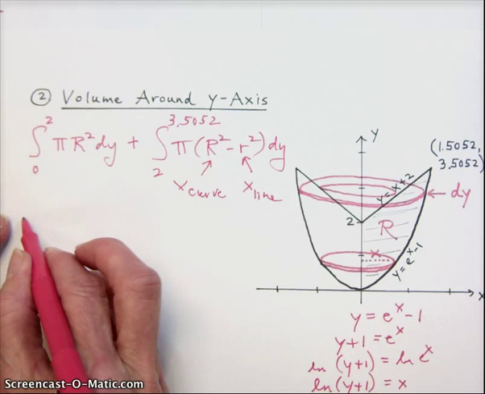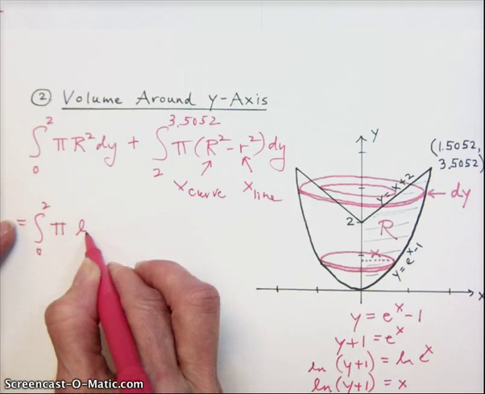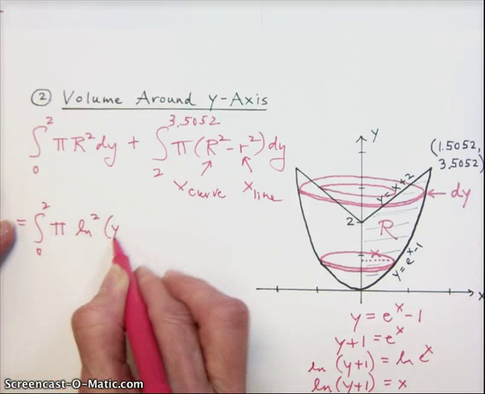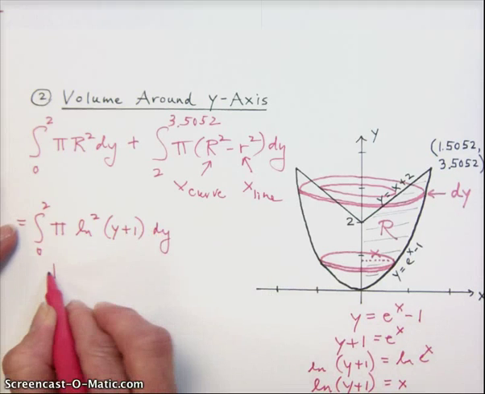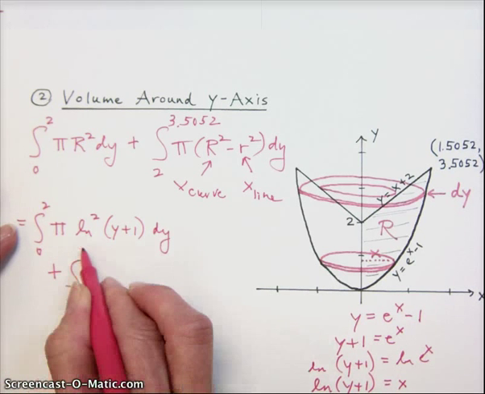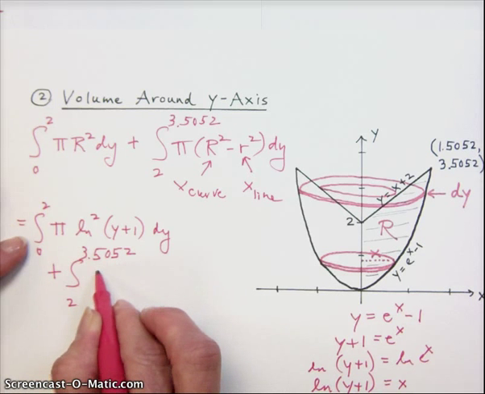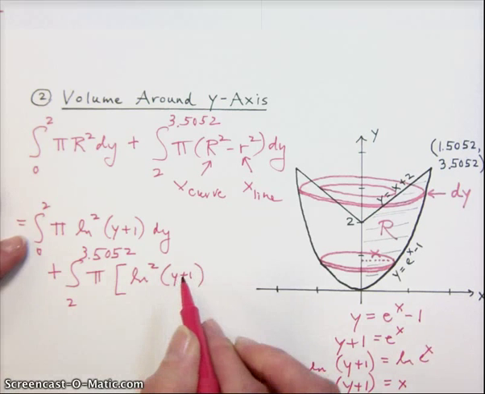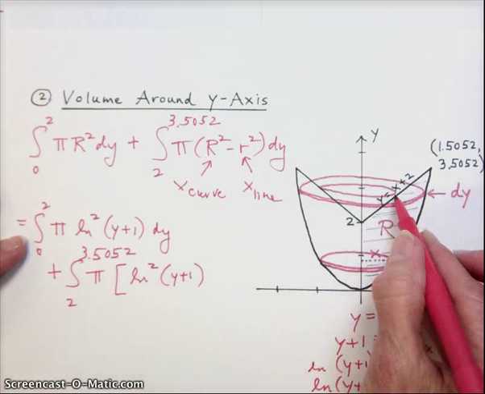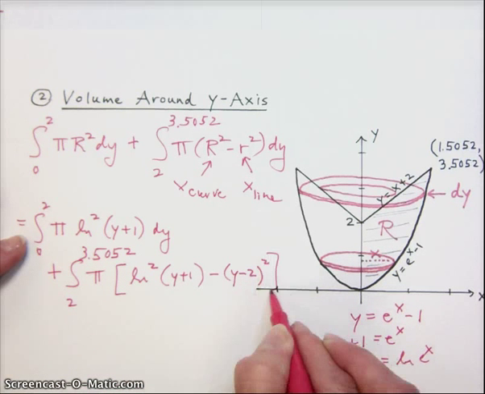So let's go. We've got the integral from 0 to 2 of pi times ln, we've got to square it in our formula, ln squared of y plus 1 dy, and then our washer formula will be the integral from 2 to 3.5052 of that same, don't forget the pi, ln squared of y plus 1, and our x value over to the line is much easier to compute. It's simply y minus 2, minus the quantity y minus 2 squared dy.